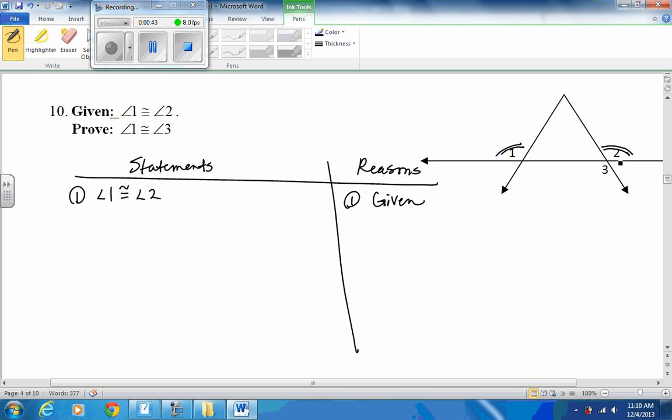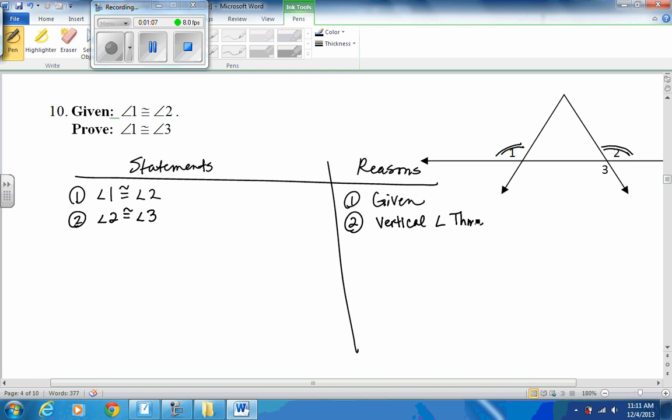If we want to say their measures are equal, measure of angle 2 equals measure of angle 3, definition of vertical angles. If we want to say they're congruent, vertical angle theorem. I'm going to say angle 2 is congruent to angle 3, and I'll show you what you could have done if you had done the measures that were equal. This would be the vertical angle theorem.